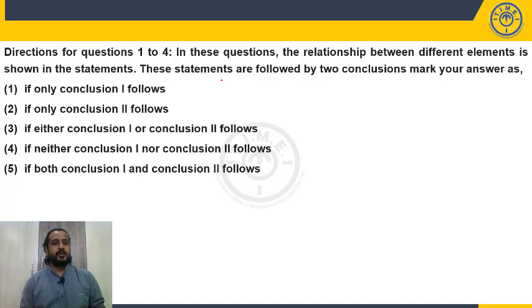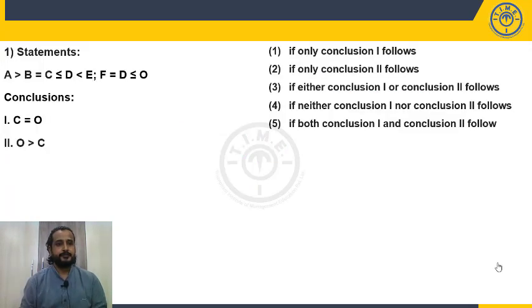Now, directions for questions 1 to 4. In these questions, the relationship between different elements is shown in the statements. These statements are followed by 2 conclusions. Mark your answer as choice 1 if only 1 follows, choice 2 if only 2 follows, choice 3 if conclusion 1 or conclusion 2 follows, choice 4 if neither 1 nor 2 follows, choice 5 if both 1 and 2 follow. Both conclusion 1 and conclusion 2 follow.